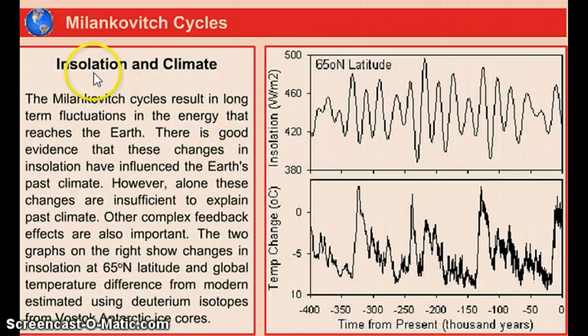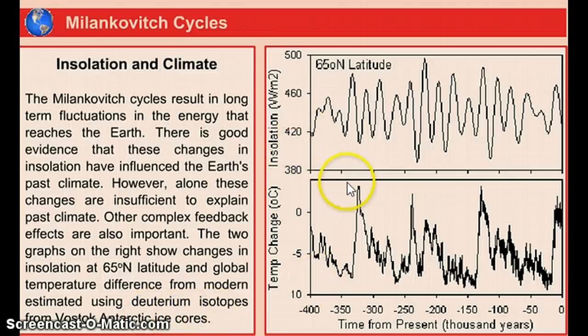So let's look at this graphically. Insolation and climate. The Milankovitch cycles result in long-term fluctuations in the energy that reaches the Earth. There is good evidence that these changes in insolation have influenced the Earth's past climate. However, alone, these changes are insufficient to explain past climate. Other complex feedback effects are also important, and we can identify positive and negative types of feedbacks. The two graphs on the right show changes in insolation at 65 degrees north latitude and global temperature difference from modern, estimated using deuterium isotopes from the Vostok Antarctic ice cores.